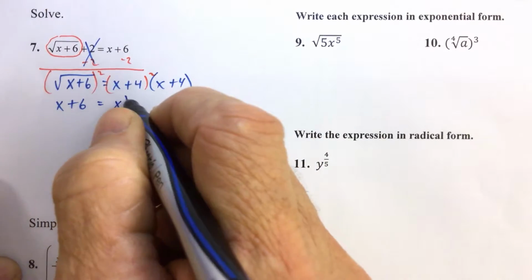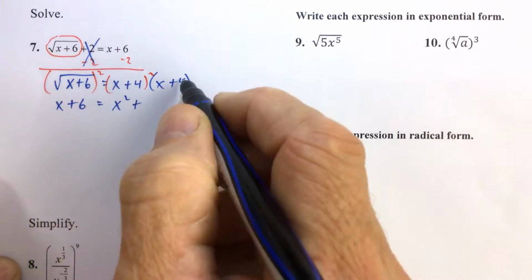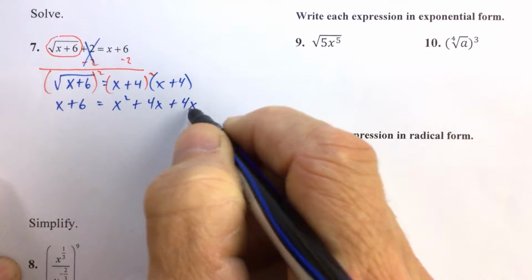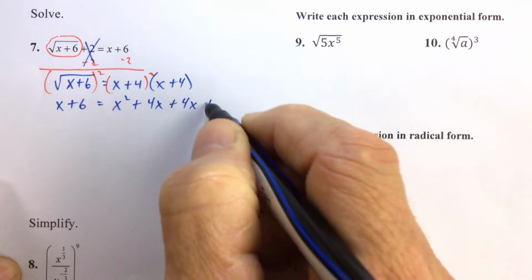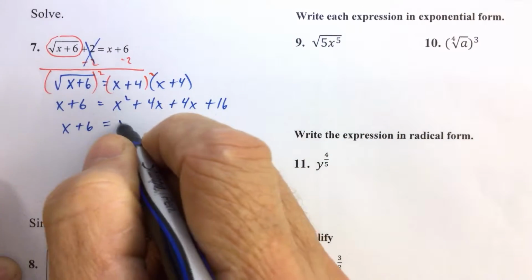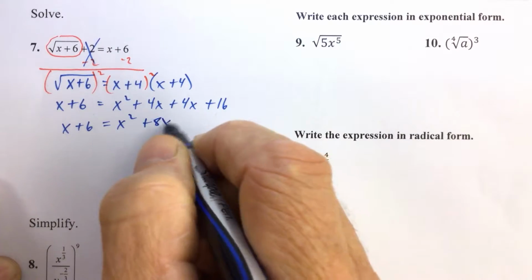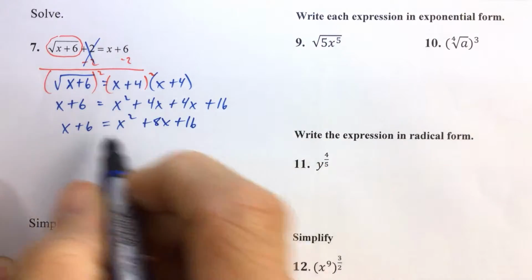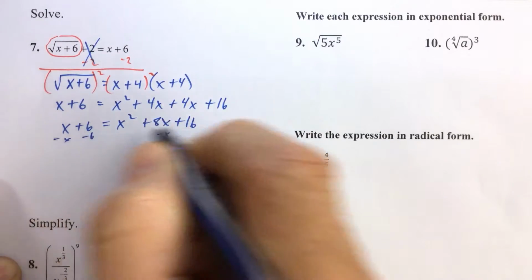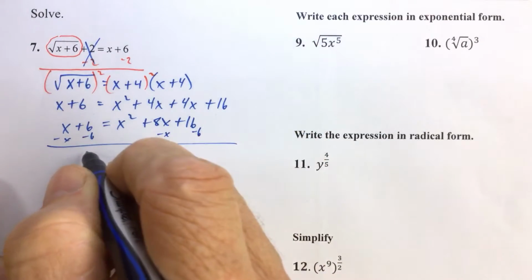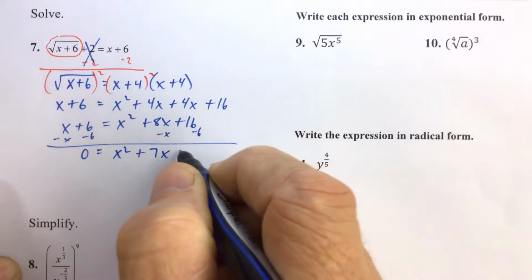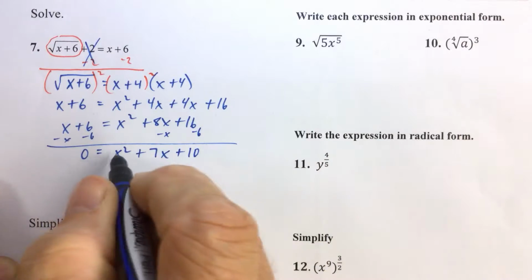First times the first, plus outsides together is positive 4x. Then we have insides together, positive 4x. And the last times the last is positive 16. If we clean it up on the right-hand side a little bit, we get x squared plus 8x plus 16. When we subtract x from both sides, and we also subtract 6 from both sides, we end up getting 0 on the left, and we get x squared plus 7x plus 10 equals 0.